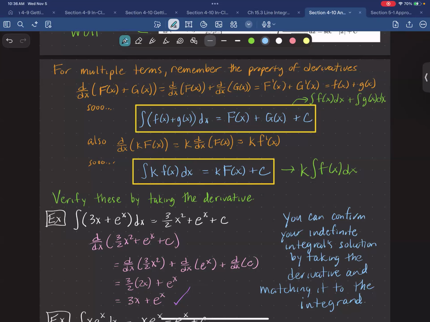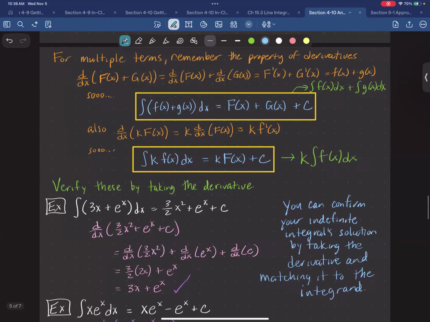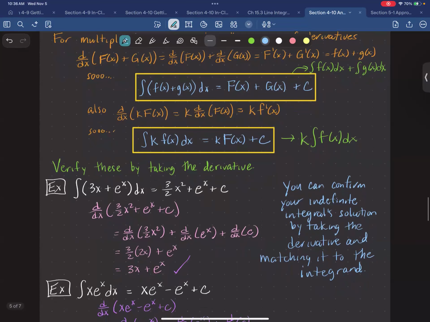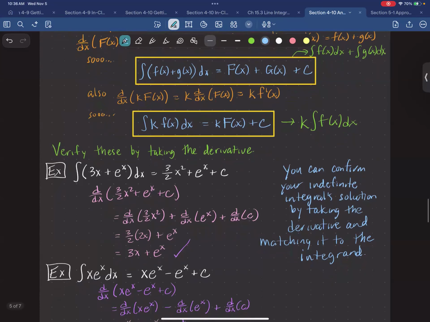Okay. Let's give you guys one to try. Pause the video and verify that the integral, or the antiderivative, of x e to the x is x e to the x minus e to the x plus c. All right, I'll assume you did. We're going to take the derivative of that thing on the right. Remember, you got to do a product rule. So like this part matched up to all of this right here. Product rule.